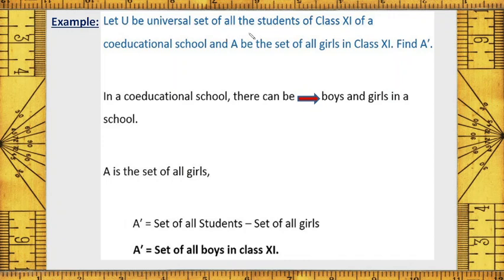Let U be the universal set of all the students of class 11th of a co-educational school and A be the set of all girls in class 11th. So we have to find A complement. In a co-educational school, everybody knows that there can be boys and girls in the school. If A is the set of all the girls, then what will be A complement? Definitely set of all the boys. So set of all students means universal set minus set of all girls. So A complement will be set of all the boys in class 11th. I hope this is clear.